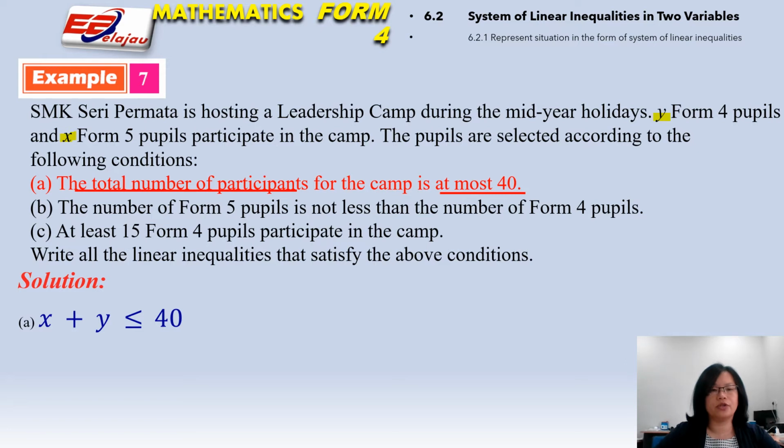Next, we go for the condition B. The number of Form 5 pupils is not less than the number of Form 4 pupils. The number of Form 5 pupils is represented by variable x. Well, the number of Form 4 pupils is represented by the variable y. Not less than means x is always greater than or equal to y.